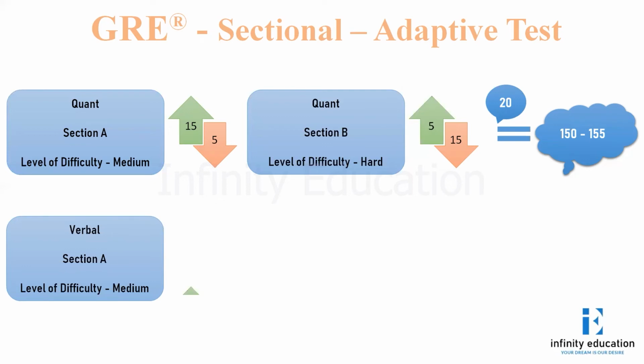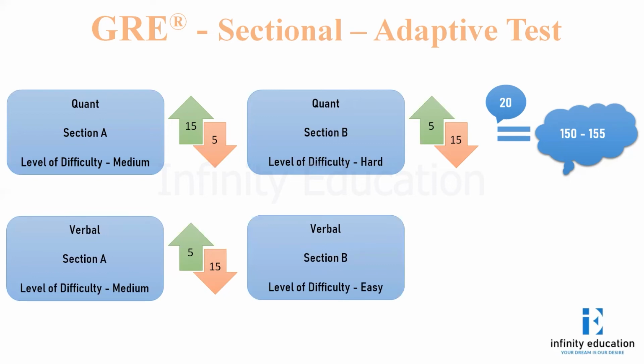So now, if the first section is medium level of difficulty, the student could manage, say, 5 correct answers and 15 of them are incorrect. Okay. Now, if that is the case, then the student couldn't perform exceedingly well, and GRE immediately would understand that factor and try to make the next section easier for the student. Now, why would this happen?